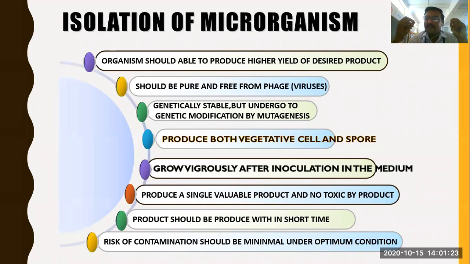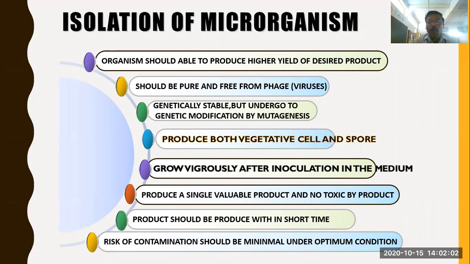So when you go for the isolation purposes, you have certain desired characteristics in mind. My organism is 100% genetically stable, meaning their genetic characters cannot change. But when you are interested in certain kinds of mutagenesis process, your organism should be able to undergo genetic modification with the help of one of the best processes, which we call mutagenesis.